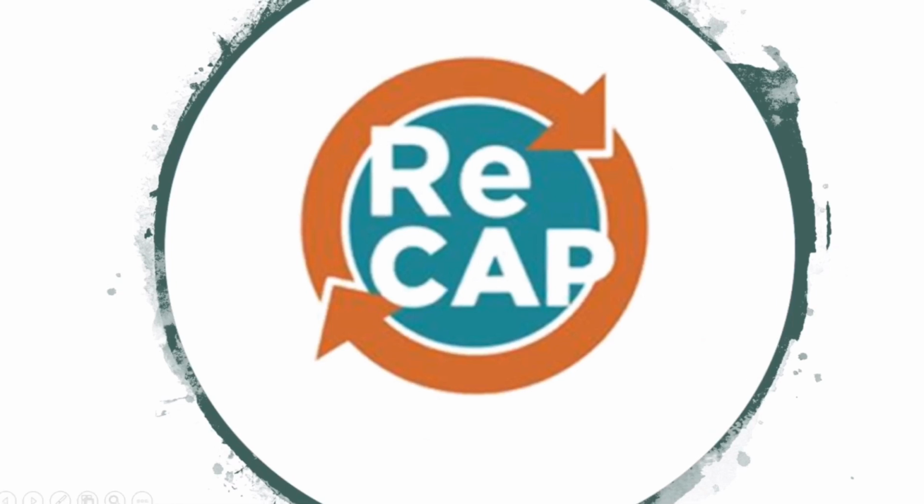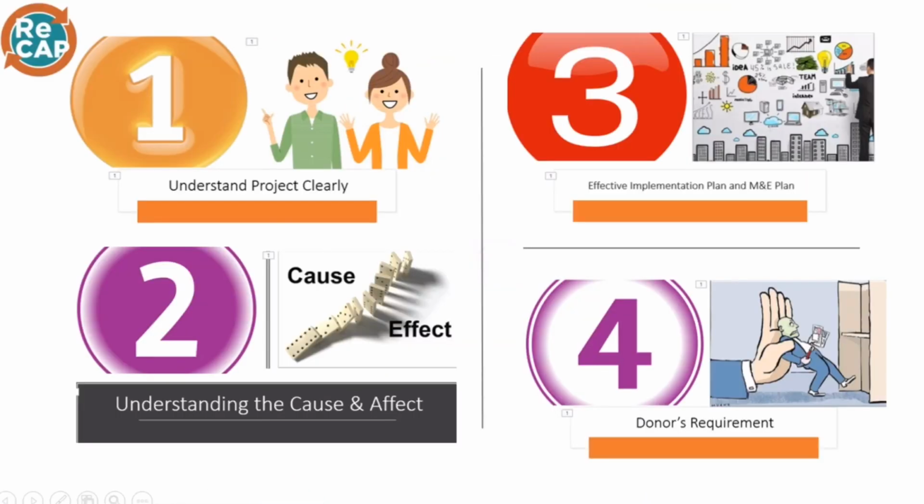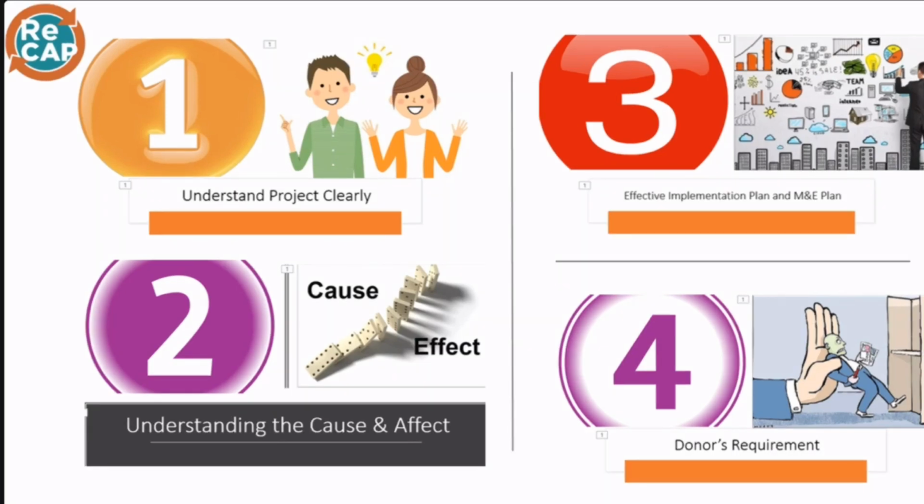Before we end the lesson, let's recap. In this video, I introduced you to the main four reasons to better understand the differences of a project's elements. First, it helps you understand the project clearly. Number two, you can describe the project dynamic or cause and effect. Number three, it helps you plan effectively. And number four is about donor requirements.